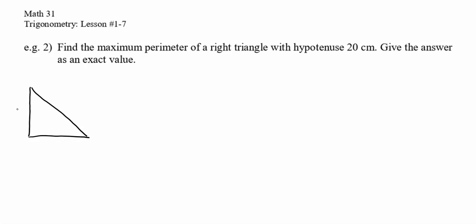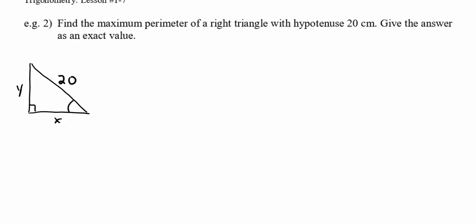Right, and we'll call this y, and this x. And then we know that the hypotenuse is 20. Okay, so where we'll start with this, let's consider this the angle theta, and then we'll make an expression for x and y. These are going to be really our constraints.